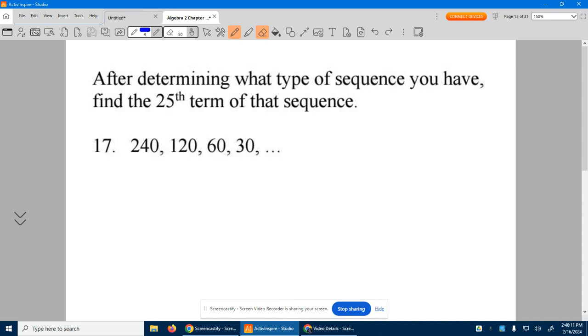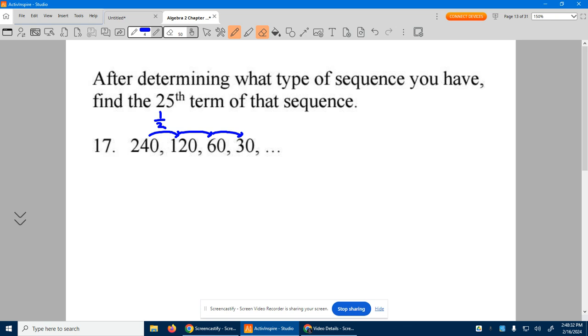Number 17. After determining what type of sequence you have, find the 25th term of that sequence. Now we can look at this, we can see it's going down, and we can easily see that it's being divided by 2. Now, we got to look at what it's multiplied by. If it's being divided by 2, that means it's being multiplied by 1/2. It's a geometric sequence being multiplied by half.